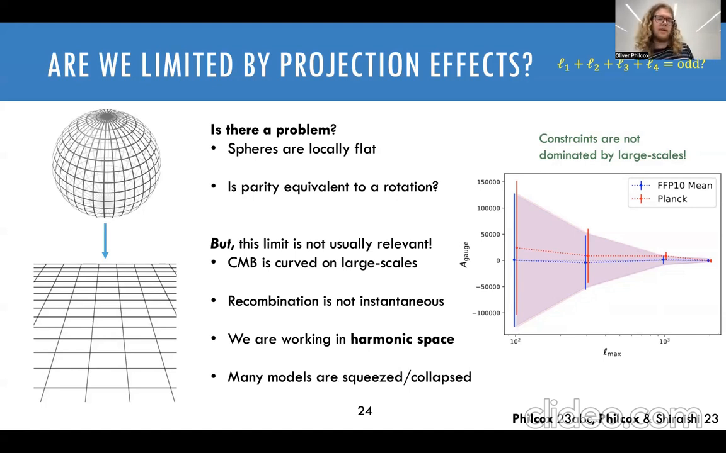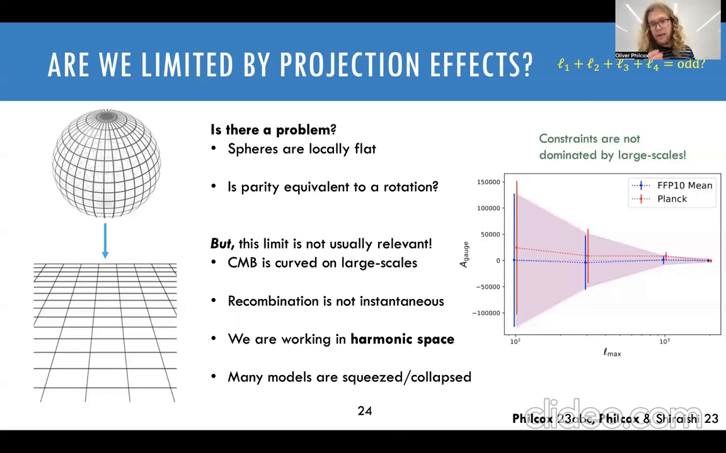Recombination is not instantaneous, which means we have a thickness and a time dependence across this thickness. Furthermore, we're working in harmonic space, not real space, so this logic is quite a lot more difficult to apply here. And in fact, a lot of the models we care about involve things like squeezed and collapsed tetrahedra. In this case, we often have one leg of our tetrahedron which is very, very long. It could be an internal leg or an external leg, in which case any kind of flat-scale limits are essentially broken because we have non-flat scale modes.